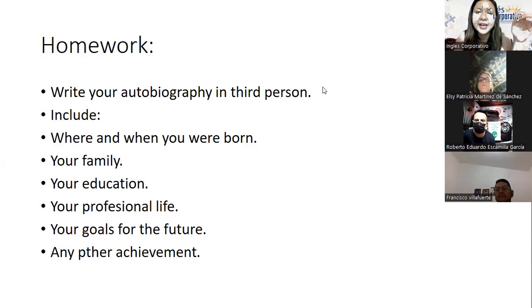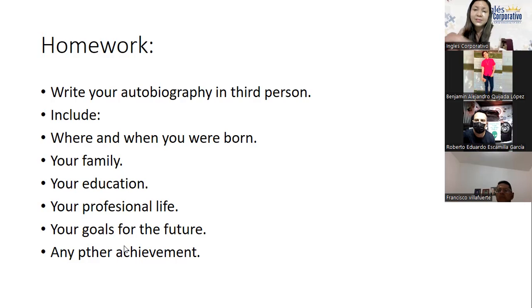There is no limit on the length. As long as you include all these aspects: where and when you were born, family information, education, professional life, goals for the future, and any other achievement. It doesn't matter if it is a large one. The more you write, the better for you.